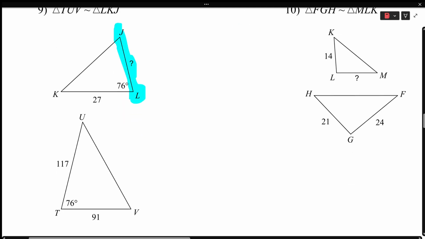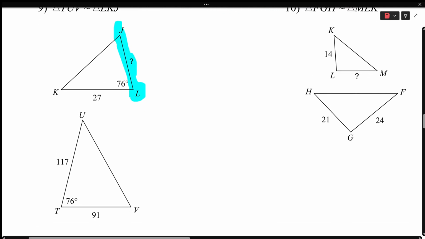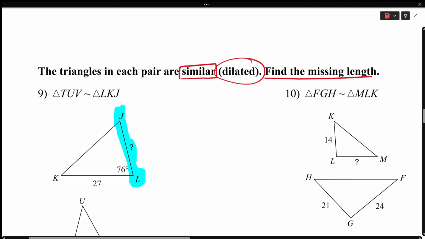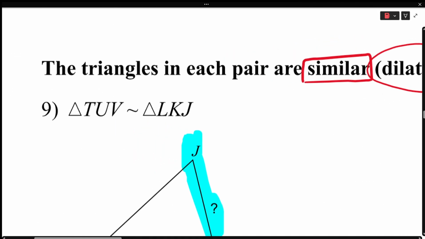But I'm given these two triangles. So maybe JL, right, corresponds to another one of these sides. Maybe it corresponds to this one or this one. I'm not too sure yet. I could take a guess. You could probably just look at the pictures and guess. But I want to be sure. How do I be sure that they're corresponding? You have to pay attention to the similarity statement.